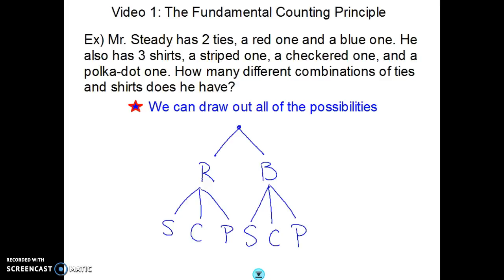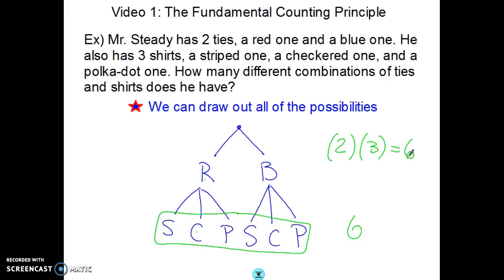If we look at this bottom row, we can see he really has six total options, right? The red tie with the striped shirt, the red tie with the checkered shirt, red with polka dotted, etc. So he has six total different outfits. Now, some of you might be thinking, well, yeah, that makes sense because he has two ties, and for each tie, he has three different shirts he can wear. So that's just 2 times 3 is 6. And that's exactly what the fundamental counting principle says.